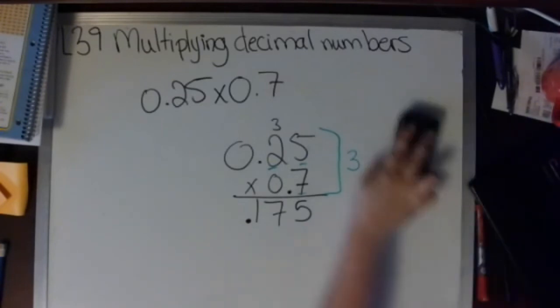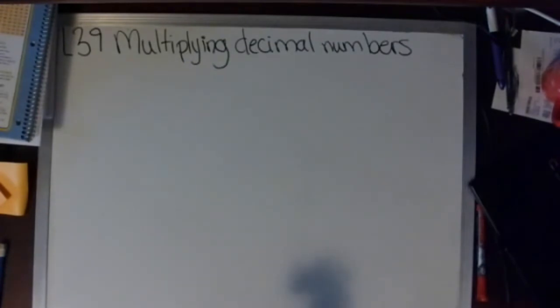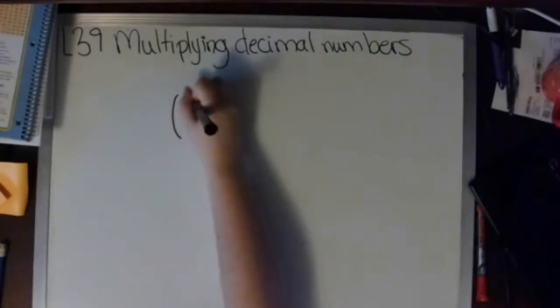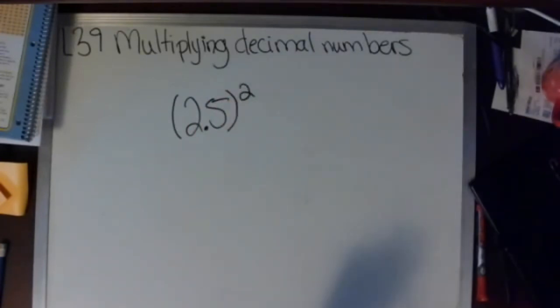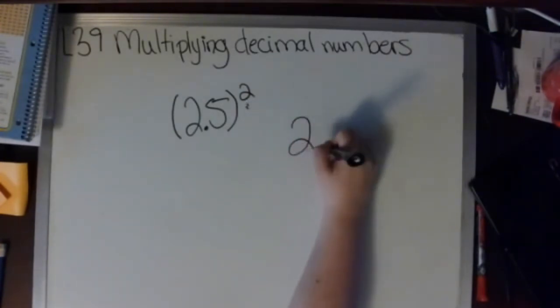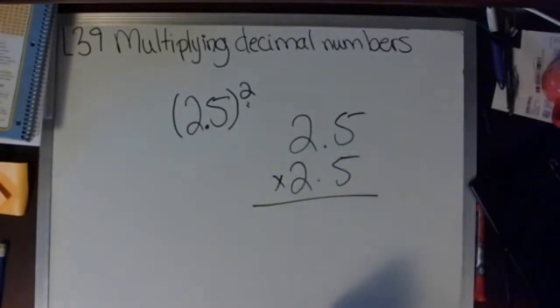We're going to do one more together. All right, so this is 2.5 or 2 and 5/10 squared. Now remember from the last lesson, when you are squaring something, you are multiplying it by itself. So this is 2.5 times 2.5. So let's get right into it.